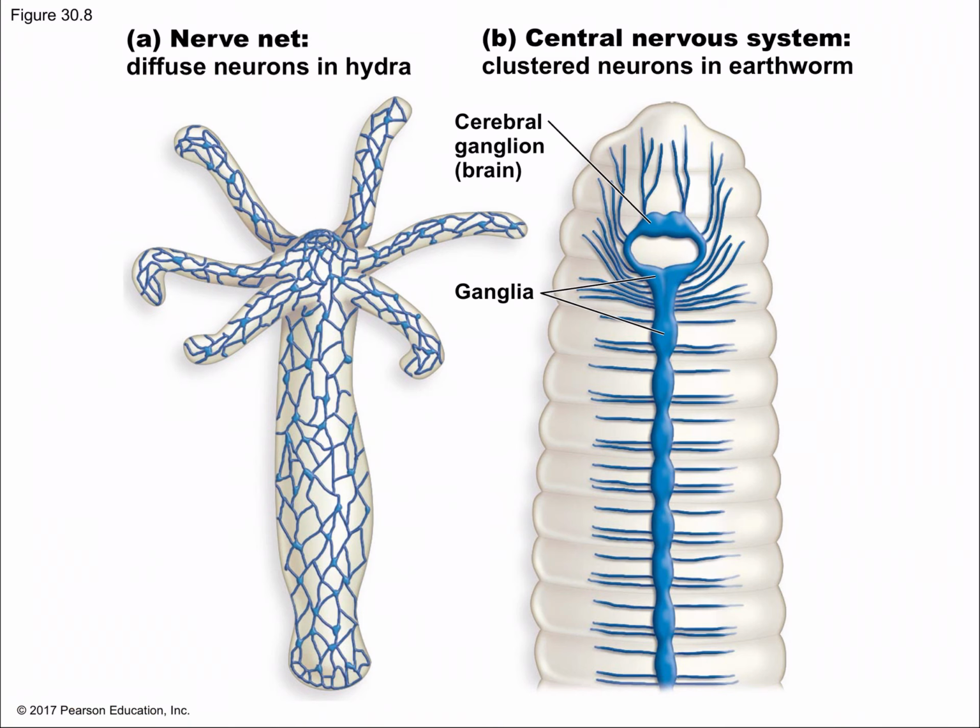So there's an example of a nerve net in a hydra, which is a little tiny organism in the jellyfish family. And you can see that the nerves are just diffuse all throughout the neurons. It's like a net. Whereas in an earthworm, which is more complex, you actually have a little tiny brain in there, a cerebral ganglion. Not much higher level thought, obviously, going on in there, but you do get more so than in the hydra.